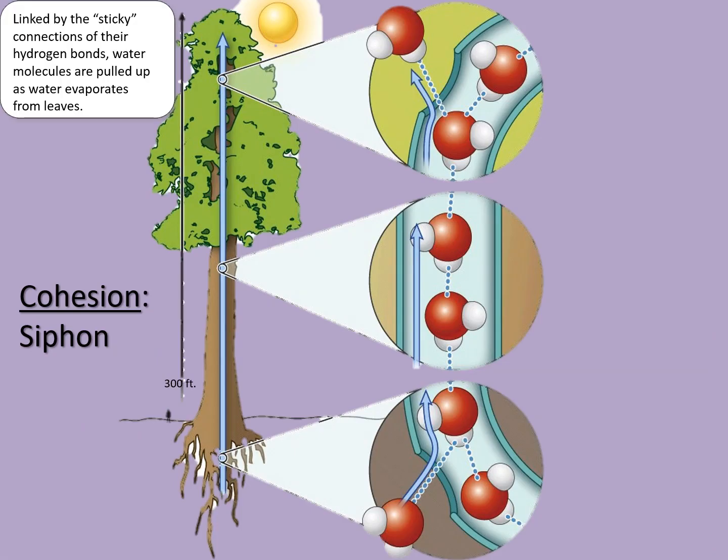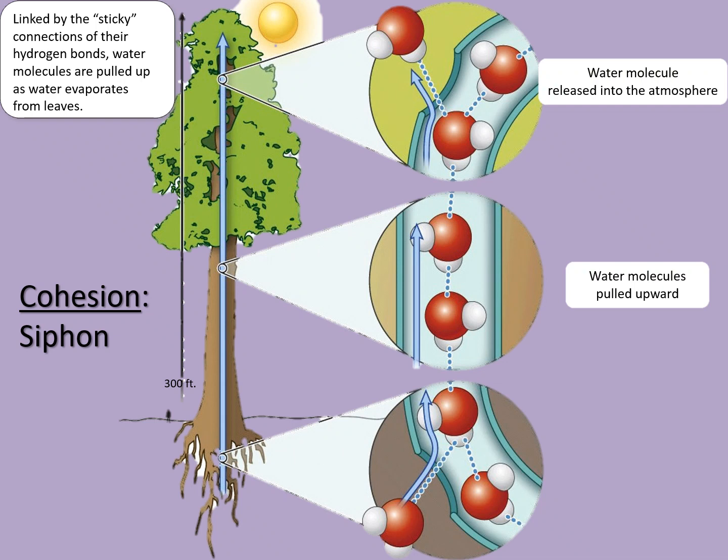Cohesion also works as a siphon. Whenever we have evaporation or transpiration from plants, that's because of the sticky connection of the hydrogen bonds. When the water is pulled up through the plant, the hydrogen bonds being sticky is what allows it to continuously flow upwards, and then the water molecule is released into the atmosphere. So they're pulled into the root system, and then through the siphon, they go up through the stem of the plant and out of the leaves.